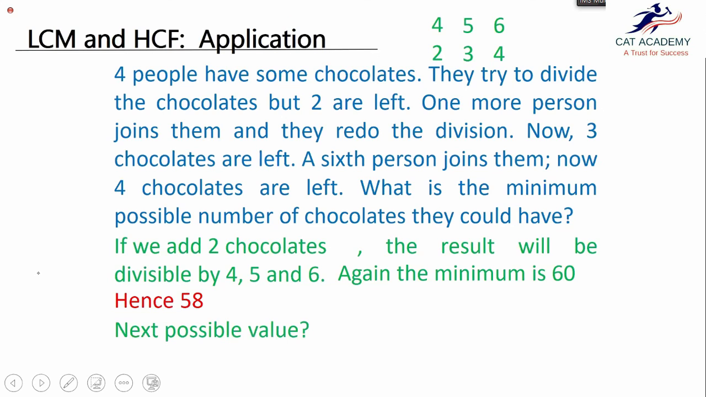Okay. What is the next possible value? LCM minus 2 is the logic. So 60 minus 2. If not, then 120 minus 2. If not, then 180 minus 2. If not, then 240 minus 2. And so on. Right? Clear?